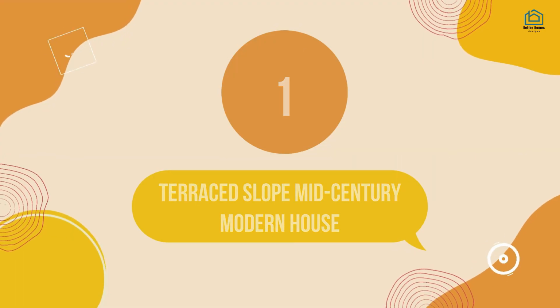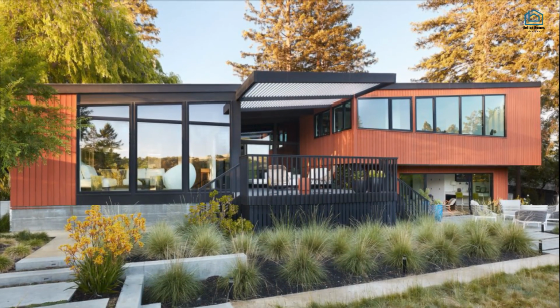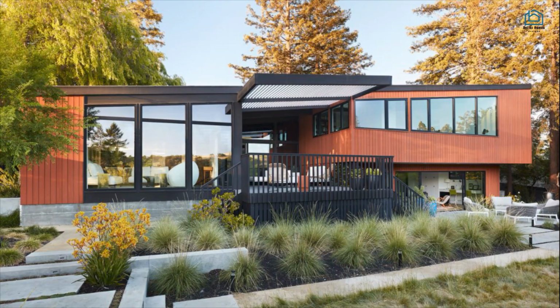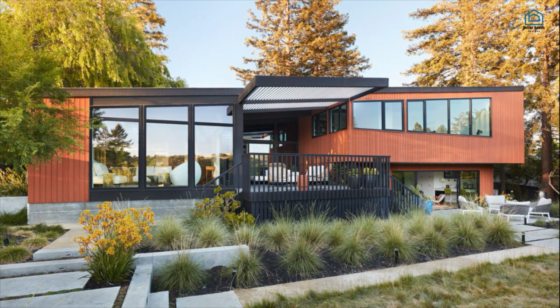One, terrace slope mid-century modern house with cantilevered deck. This striking design expertly utilizes a sloped landscape with multi-level concrete stepping paths and a lower-level retaining wall adorned with ornamental grasses. The house showcases warm reddish-brown vertical siding juxtaposed against bold black window frames, a spacious raised deck with a dark railing, and an overhead louvered pergola canopy that seamlessly extends the living quarters outdoors.